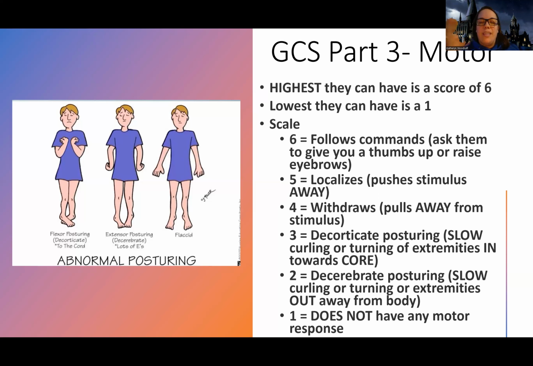So it's still a motor response, but it's not the one I really want. Running away from a stimulus is not really how the brain's supposed to work. If it doesn't like the stimulus, it usually should push it away.